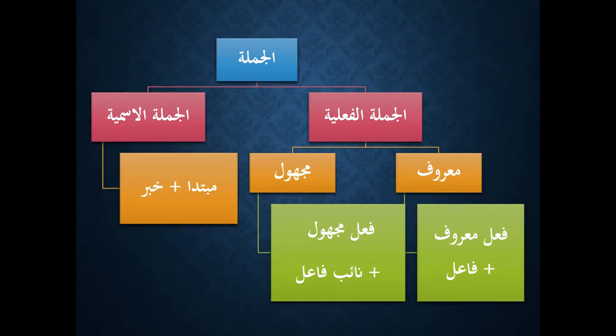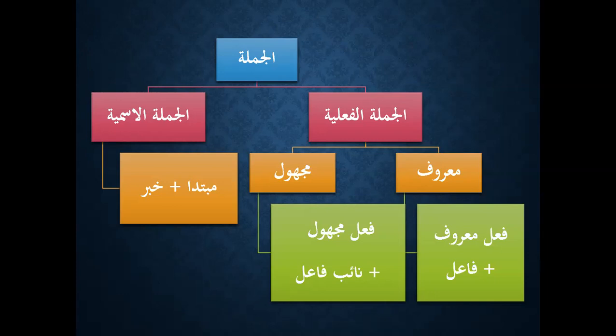Al-jumla al-fi'liya is when the beginning part, or the first part, is a fi'l, whereas if it begins with a noun, it is called jumla ismiya. And ism, you have revised several times, has two parts: mubtada and khabar. The first part is called mubtada, the subject, and the second part is called khabar, or predicate.